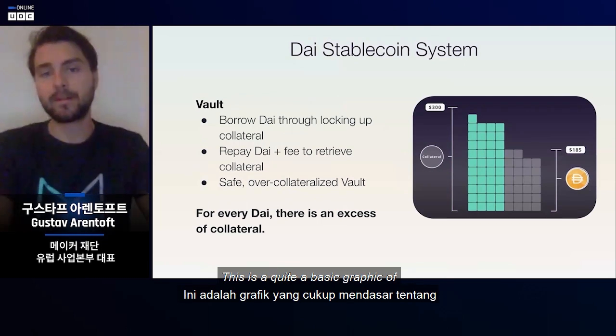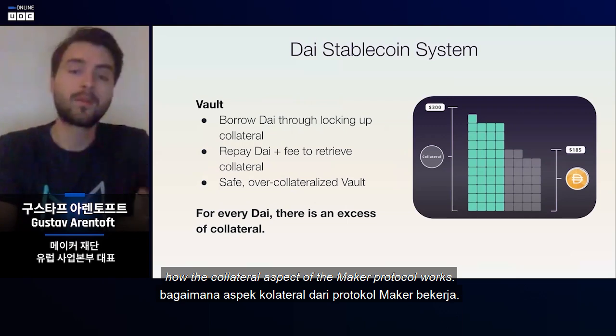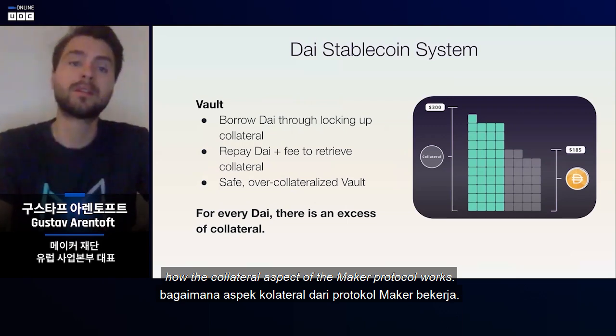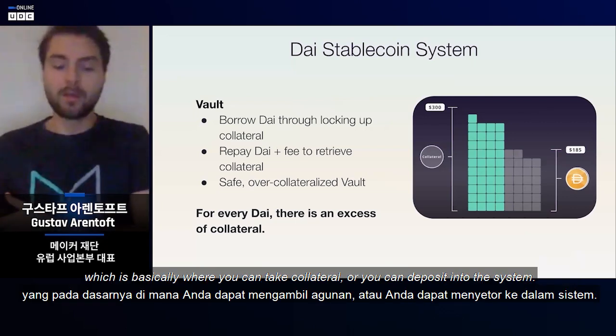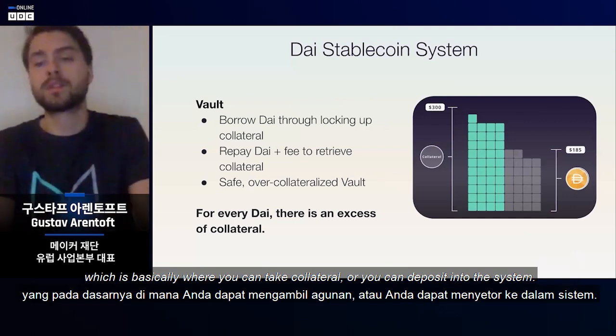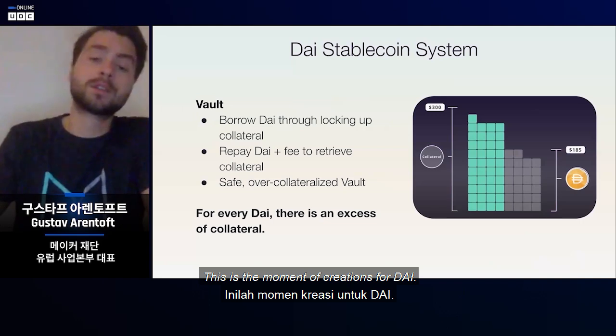So this is a quite basic graphic of how the collateral aspect of the Maker protocol works. We have these things called vaults, which is basically where you can take collateral, deposit it into the system, and then based on the value of your collateral, you can draw DAI against it. And this is the moment of creation for DAI.